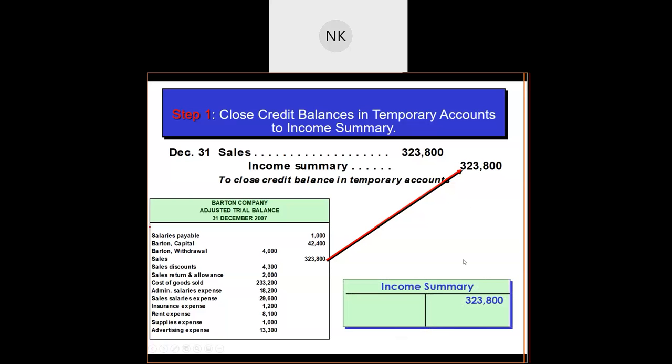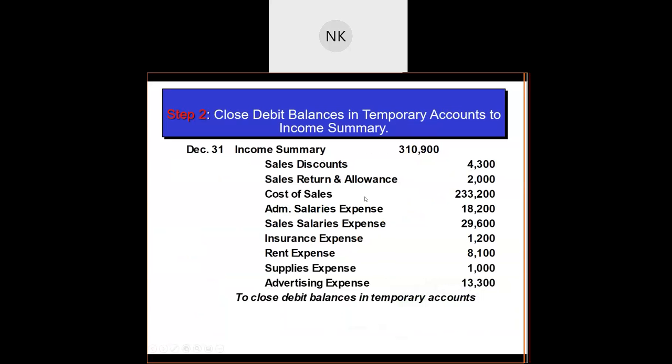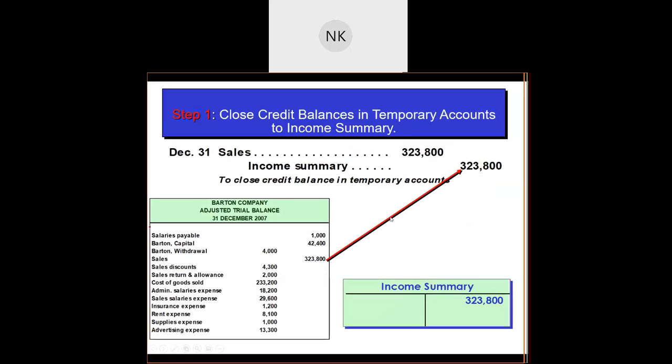Okay, and when the... sorry, this one we transferred to income summary to close the credit balance. Sorry, this is for the credit balance, for sales. Sorry. We have two.